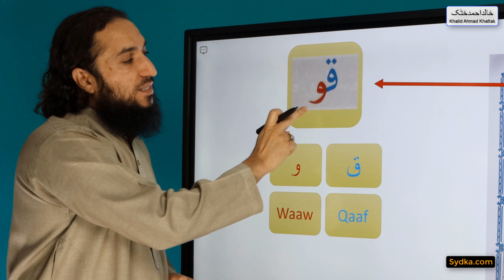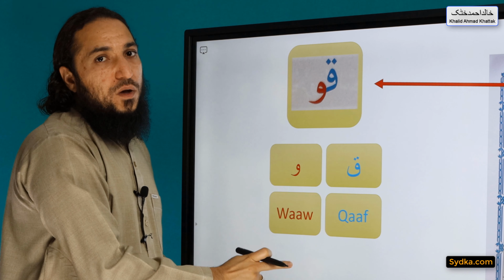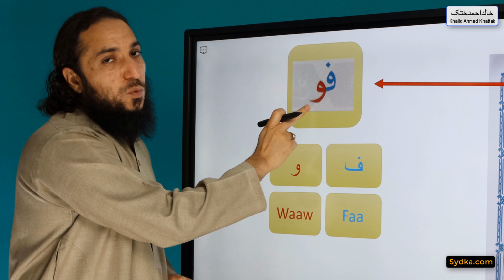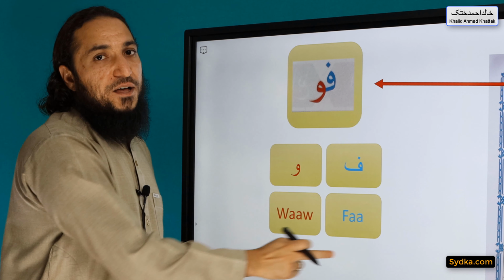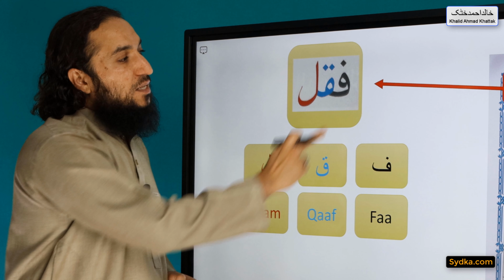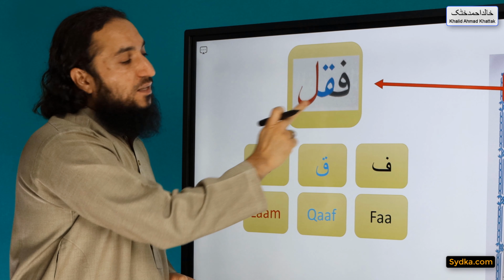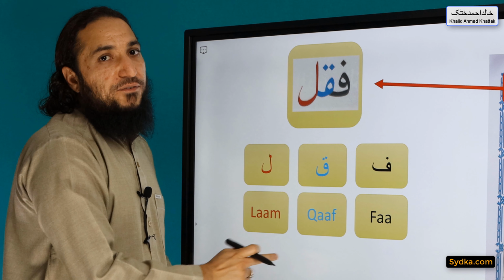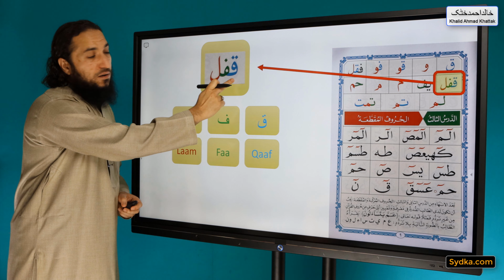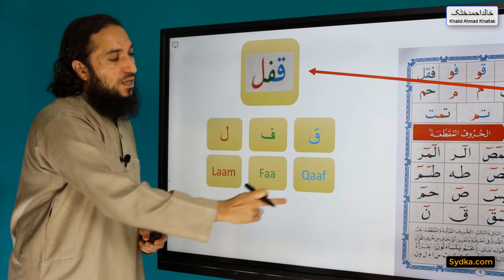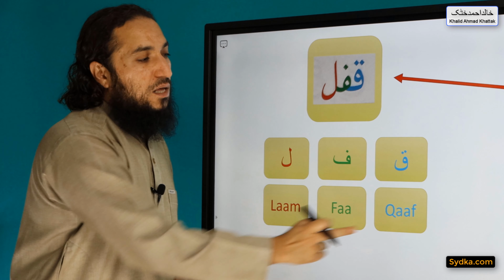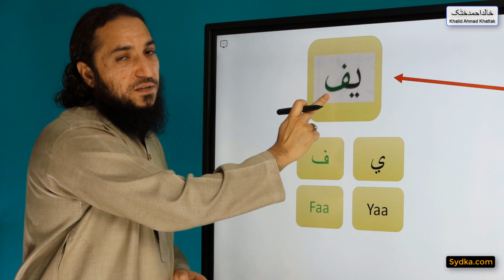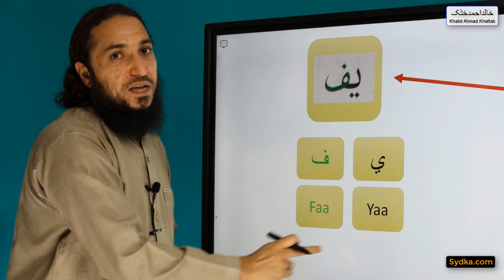The first letter is Qaf, the second is Wow. Qaf Wow. The first letter is Fa, the second one is Wow. Fa Wow. The first letter is Fa, the second one is Qaf, the third one is Lam. Fa Qaf Lam. The first letter is Qaf, the second one is Fa, the third one is Lam. Qaf Fa Lam. The first letter is Ya, the second one is Fa. Ya Fa.